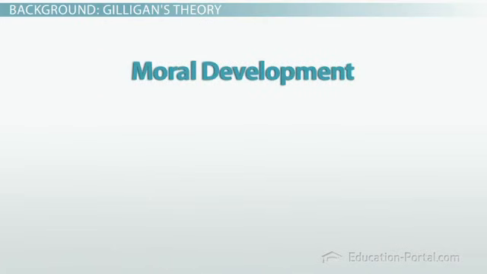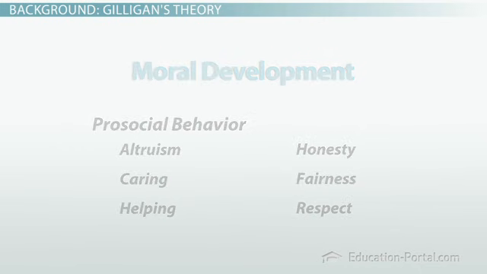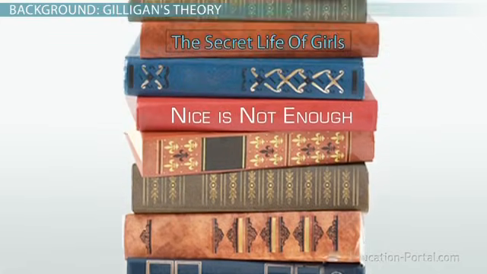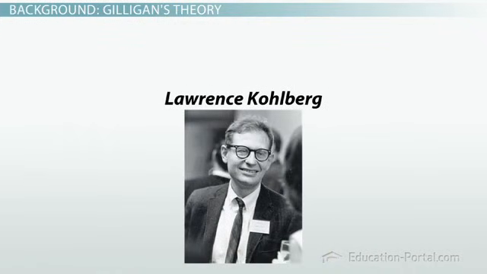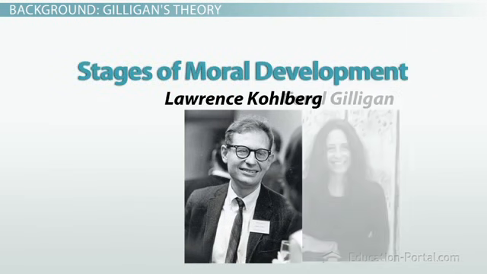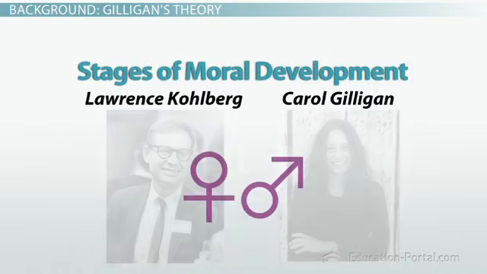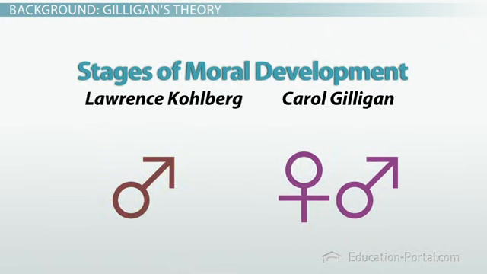The field of moral development encompasses prosocial behavior such as altruism, caring, and helping, along with traits such as honesty, fairness, and respect. Many theories of moral development have been proposed, but this lesson will focus on the specific theory proposed by psychologist Gilligan. Gilligan was a student of developmental psychologist Lawrence Kohlberg, who introduced the theory of stages of moral development. Gilligan, however, felt as though her mentor's theory did not adequately address the gender differences of moral development due to the fact that participants in Kohlberg's study were predominantly male and because his theory did not include the caring perspective.